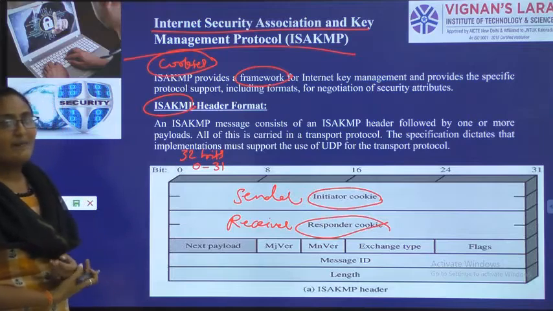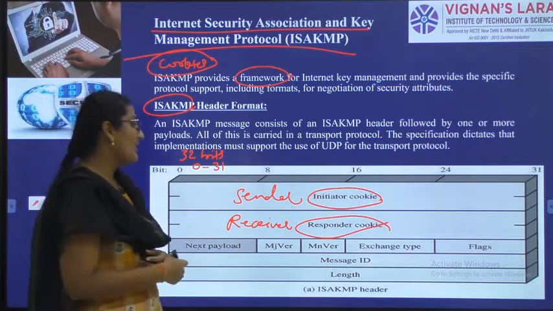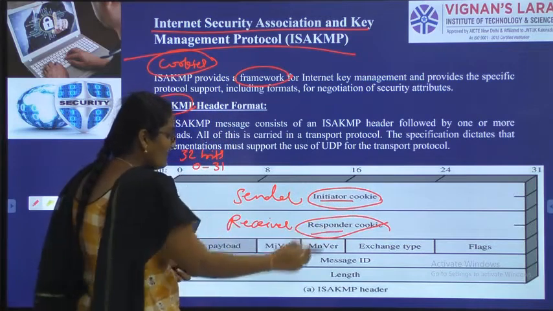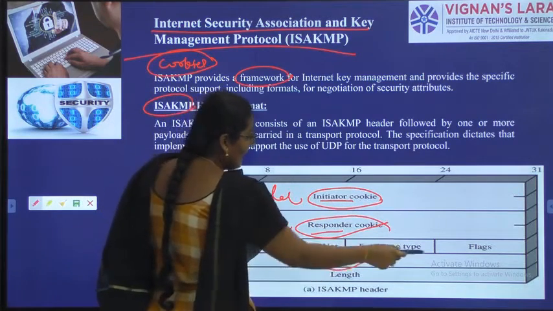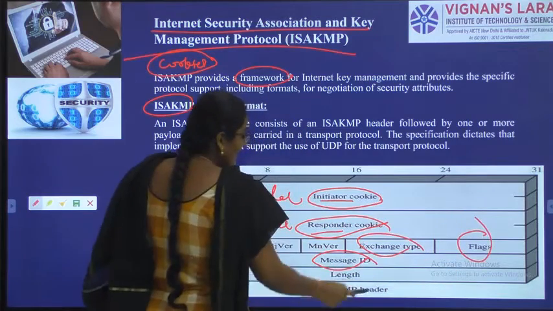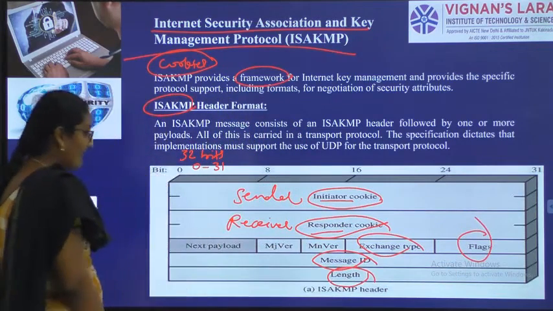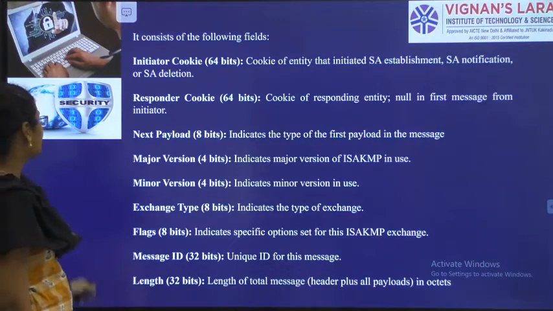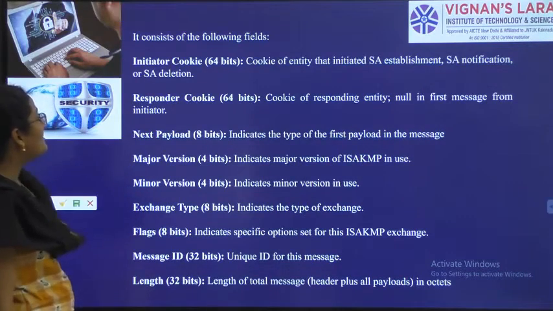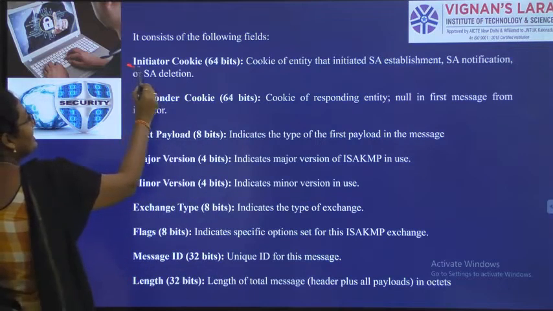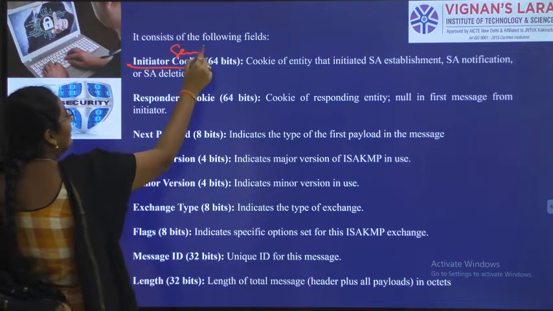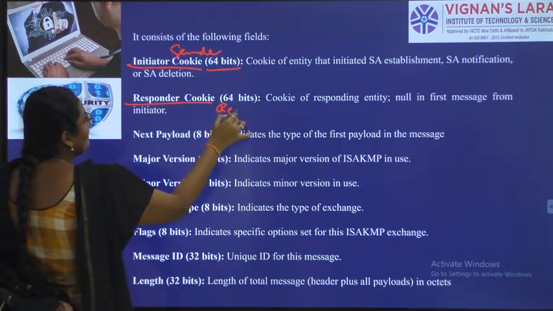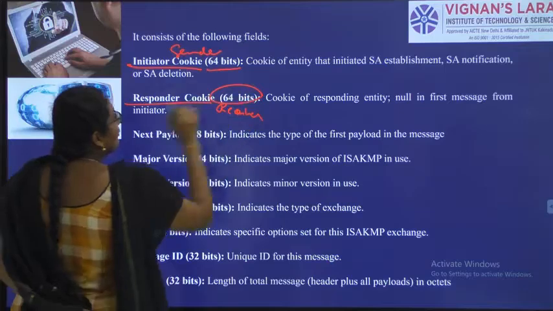And finally, one more protocol for key management, nothing but ISAKMP. ISAKMP is used to do authentication, confidentiality, integrity, everything. Internet Security Association and Key Management Protocol. It is the framework. It has some structure and it is used in the network layer, it is used in the transport layer, it is used to provide everything like authentication, integrity, confidentiality.